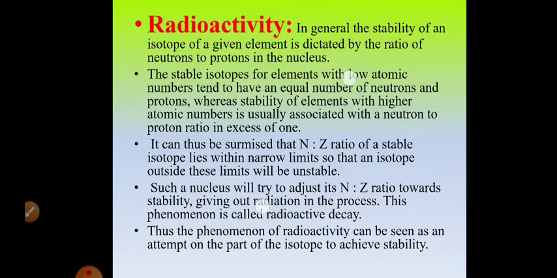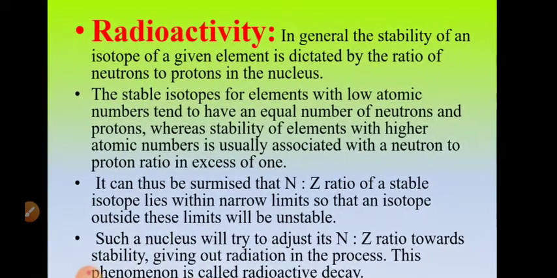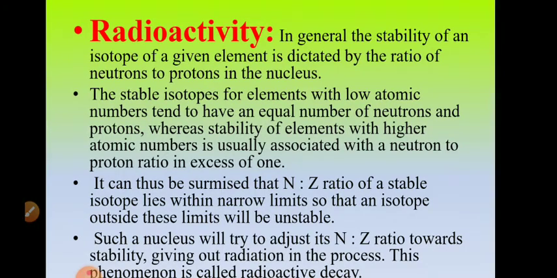Now, what is radioactivity? In general, the stability of an isotope of a given element is dictated by the ratio of number of protons to neutrons. If the number of protons to neutrons is equal to 1, meaning the number of neutrons is equal to the number of protons, the nucleus is very stable, the atom is very stable. Stable isotopes for elements with low atomic number tend to have equal numbers of protons and neutrons, whereas stability of elements with higher atomic number is usually associated with a neutron to proton ratio in excess of 1, but it should not be 2 excess.